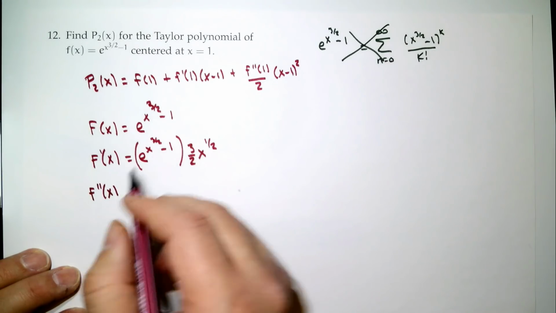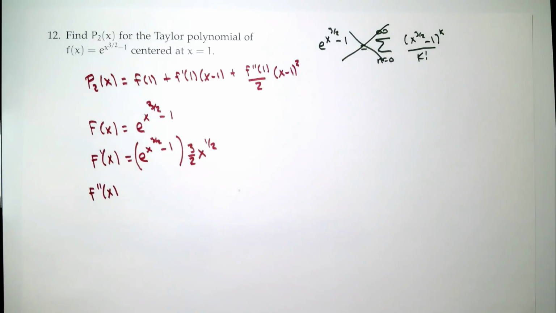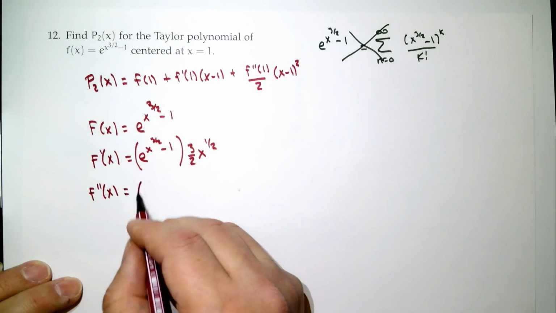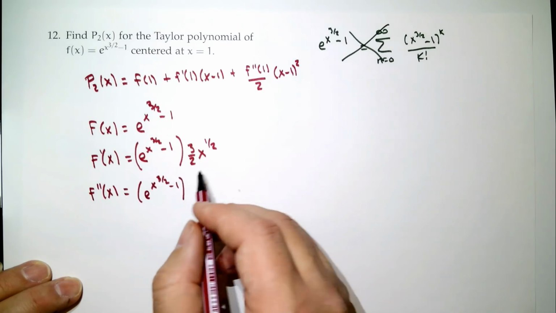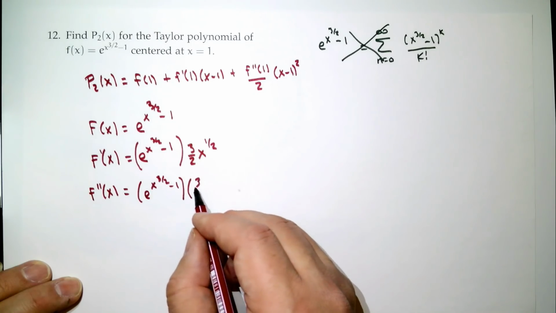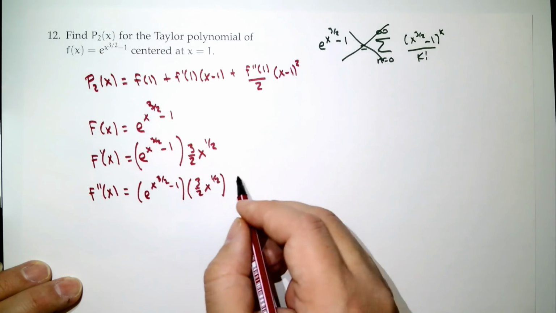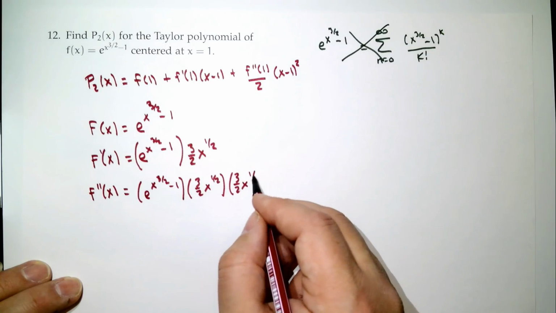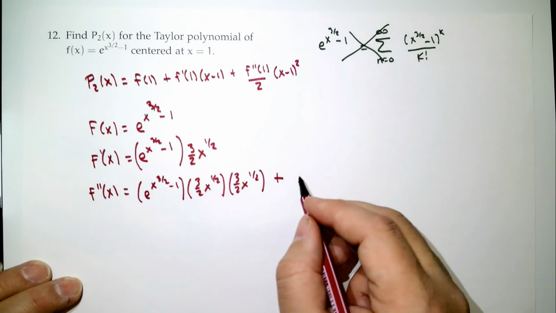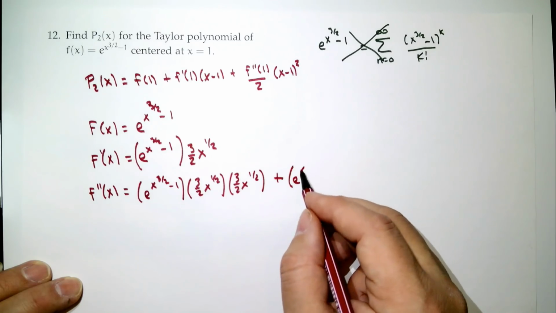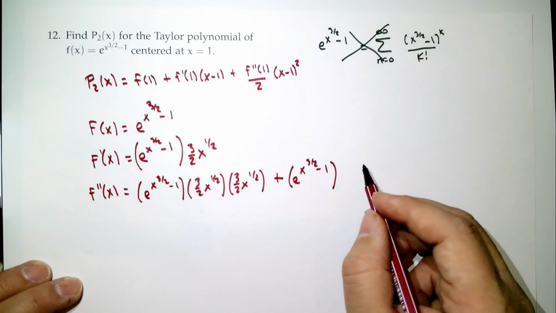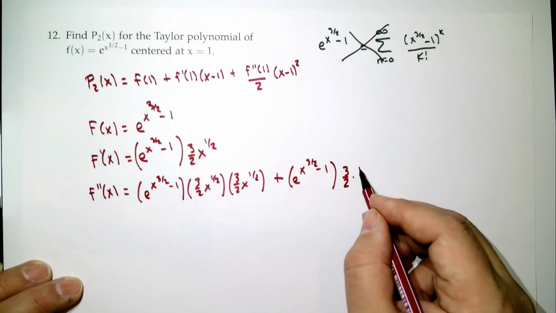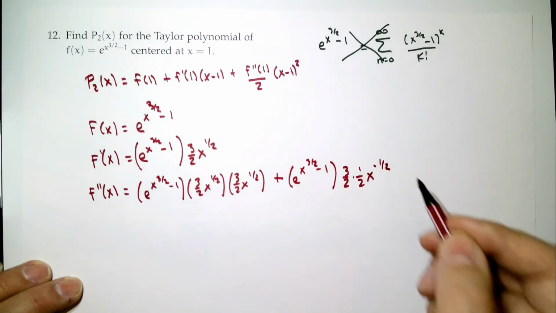Second derivative. Because we have to get to the second derivative. Well, so we take the derivative of the first term. That is e to the x to the 3/2 minus 1 times the derivative of x to the 3/2 minus 1, which is 3/2 x to the 1/2, times the 3/2 x to the 1/2 that's already there. Then we're going to add to that the first term, e to the x to the 3/2 minus 1, times the derivative of 3/2 times x to the 1/2, which is 3/2 times 1/2 x to the minus 1/2.